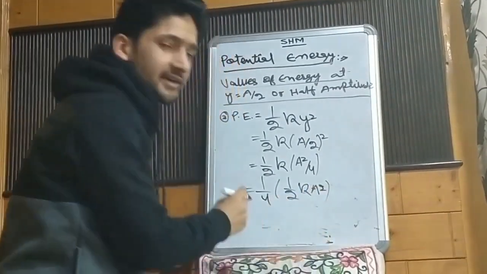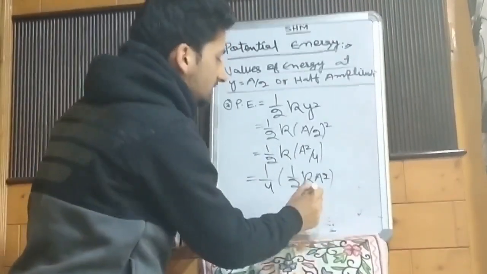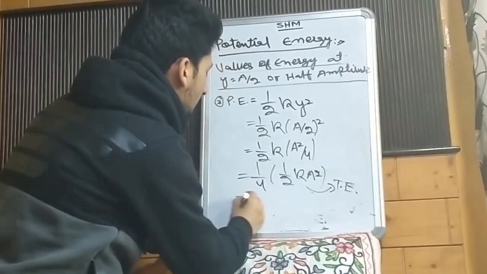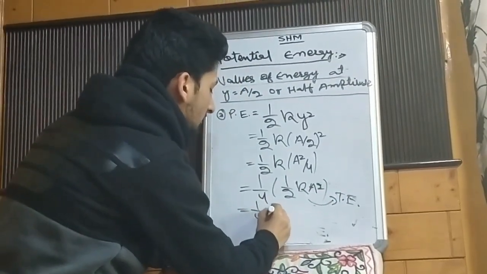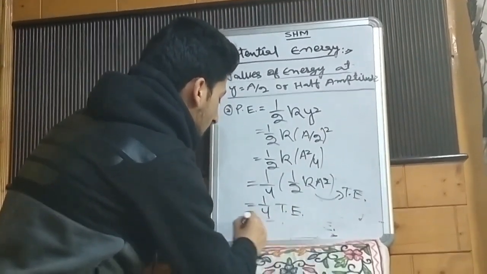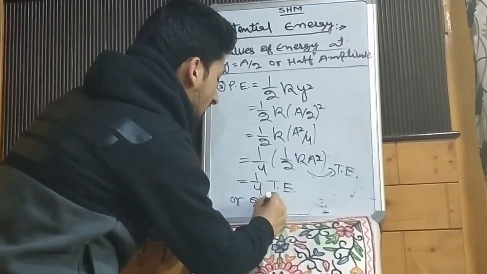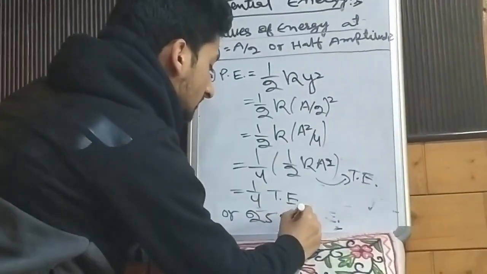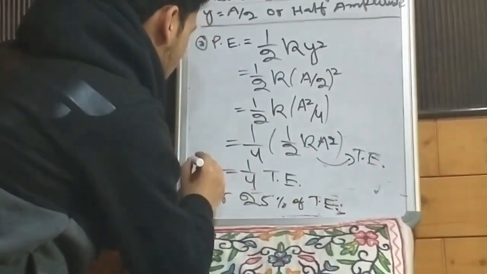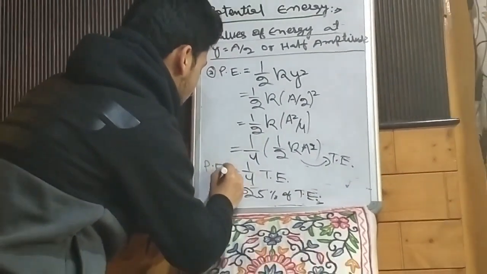1/2 k a² we already know is the total energy. So this will be 1/4 total energy, or 25% of total energy, potential energy.